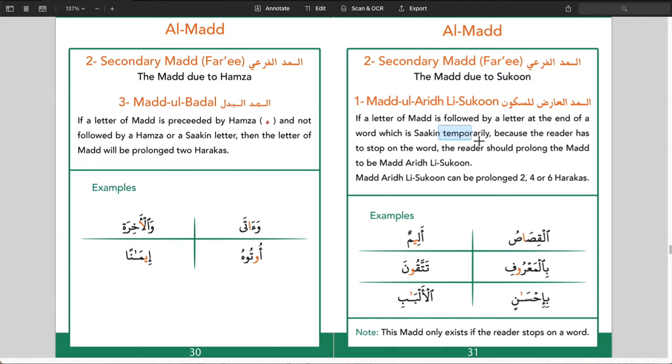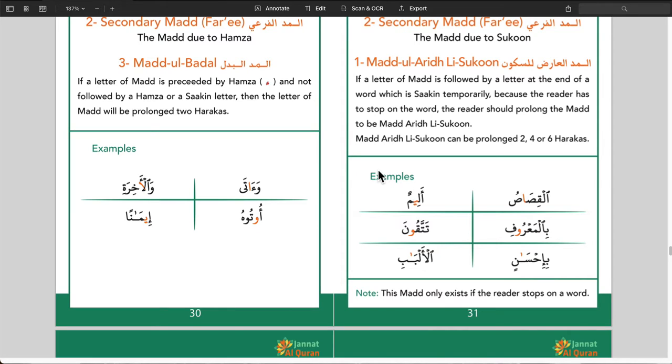Okay, why is it temporary? You have to stop, so you make it sakin, right? Originally it is not sakin. So what happens? The reader should prolong the mad to be mad arid liSukoon. We already do that naturally if we ever learn under a teacher. So mad arid liSukoon, under this qira'ah that we are studying, can be prolonged to 4 or 6 harakat.